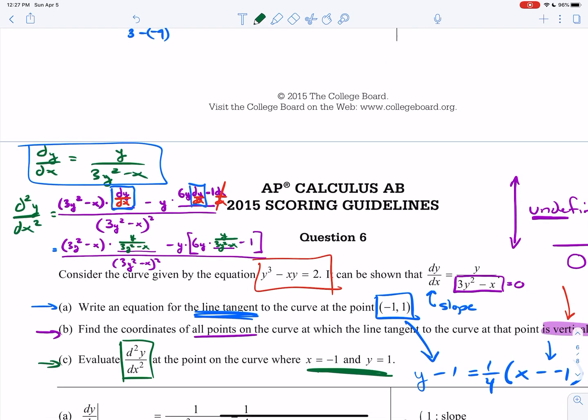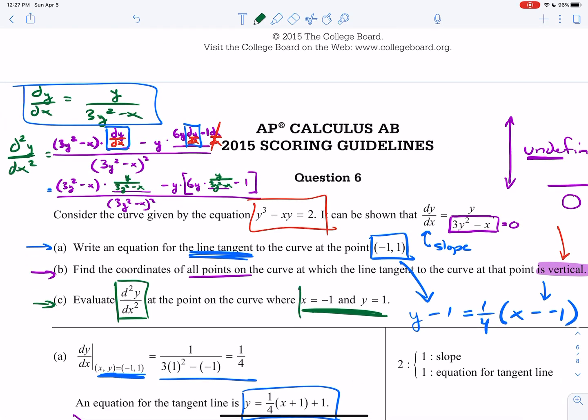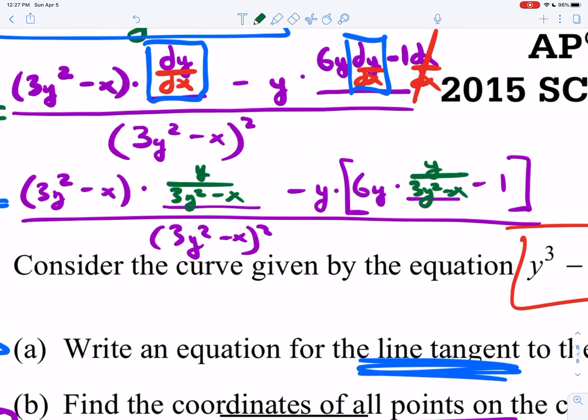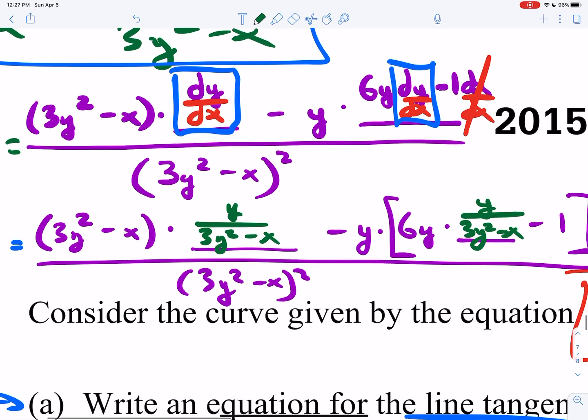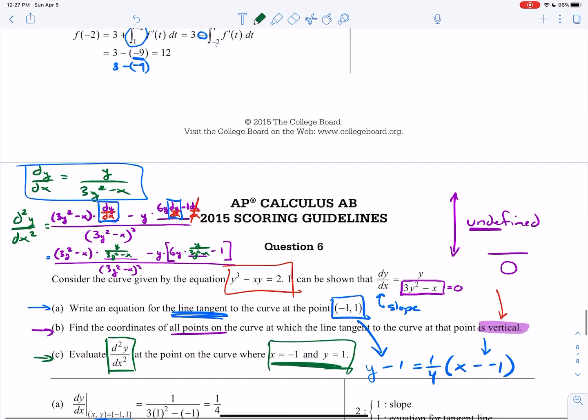They do ask you to do one more thing. They want you to evaluate it specifically at -1 and 1. So I won't do this last part, but basically you've got to plug in your x and y values. It is a lot to write out, but the good news is you don't have to evaluate it. And that's it.